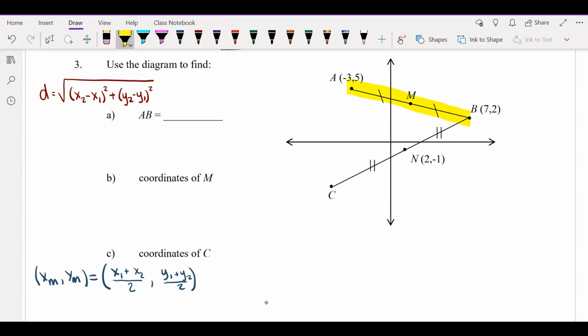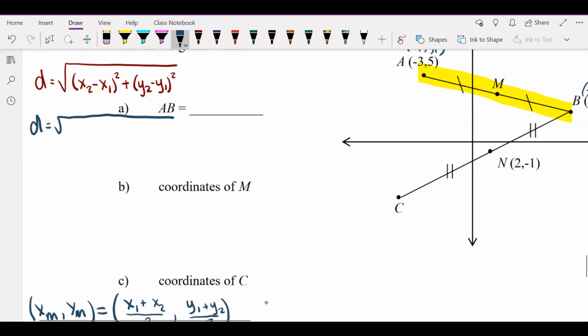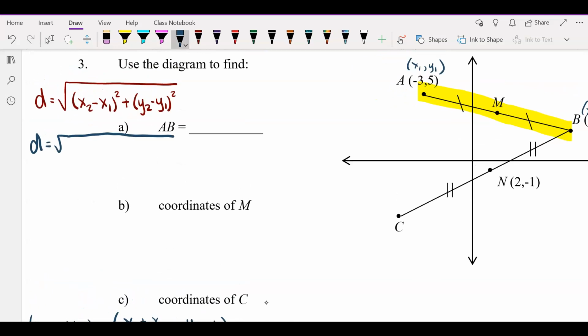Well, I need to find the distance of AB, but I'm only given 2 coordinates. So I'm going to go ahead and label this as x1, y1, and this as x2, y2. So then from here, I'm going to use those points in the distance formula. So we will have D equals the square root, and I'm going to have our x's first.